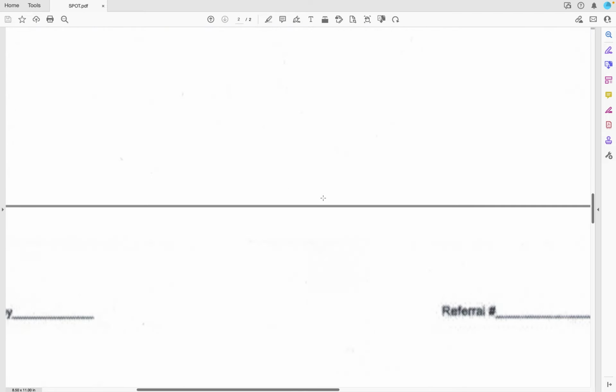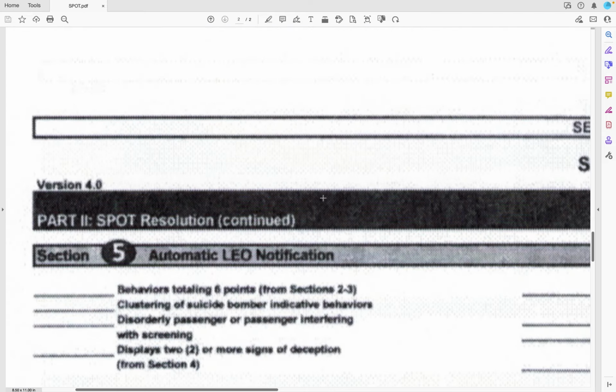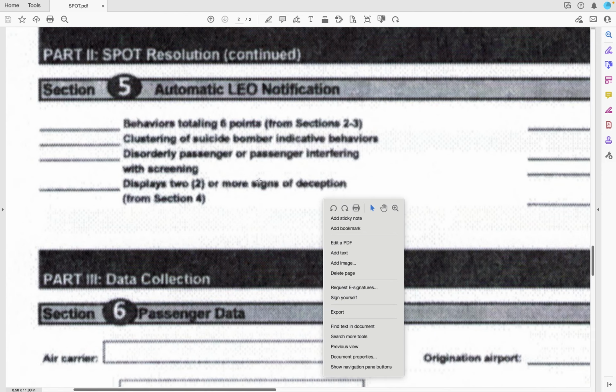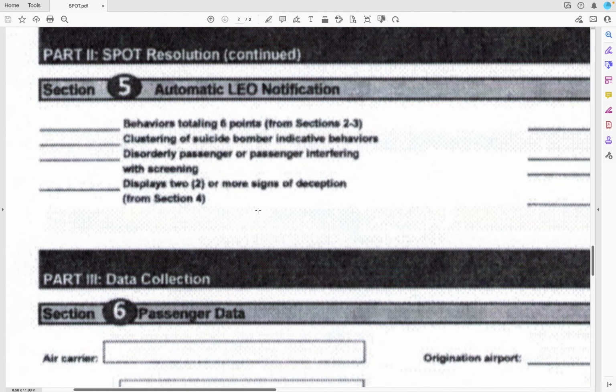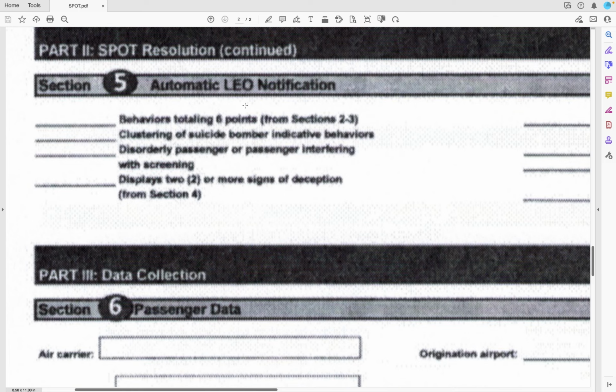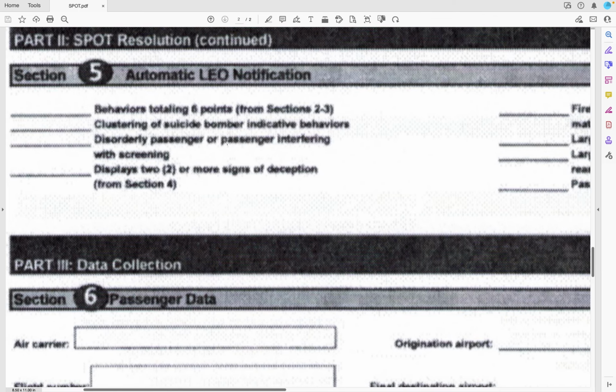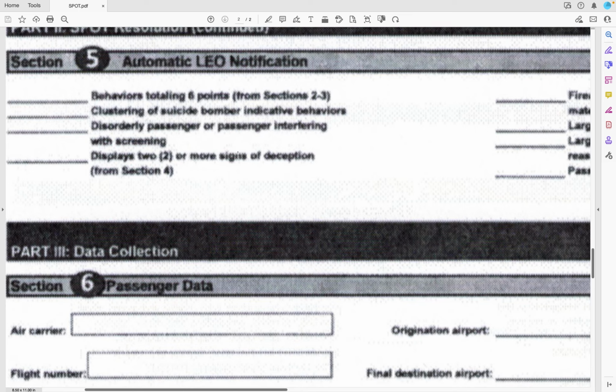And then these are the things that immediately trigger law enforcement. So you do any of these things, it's automatic, it doesn't matter how much other stuff you do. So if you have 6 points from any of the previous sections, there's what they consider suicide bomber indicative behaviors.